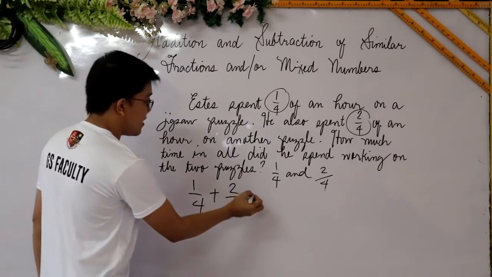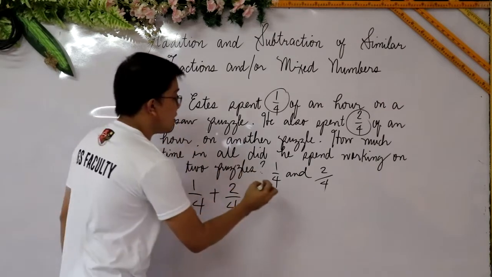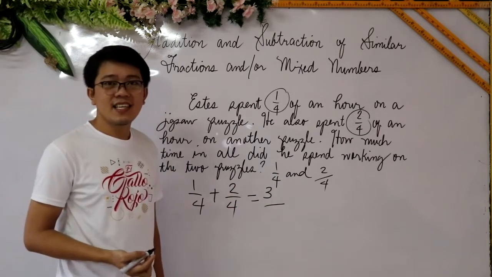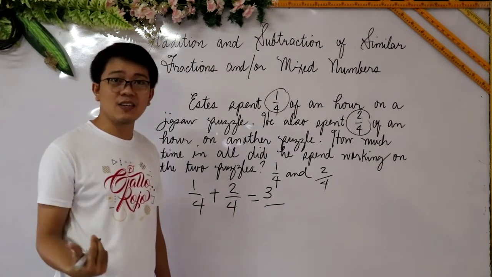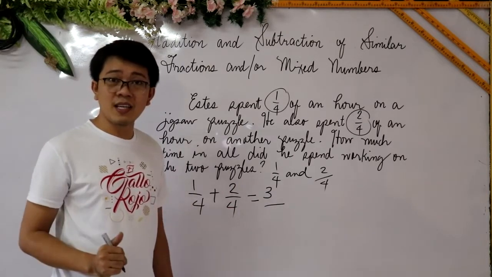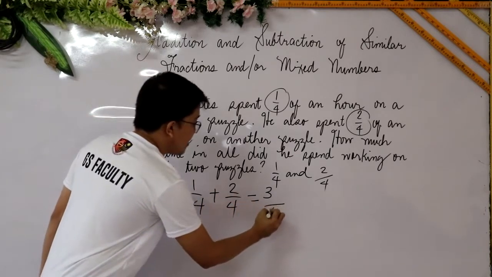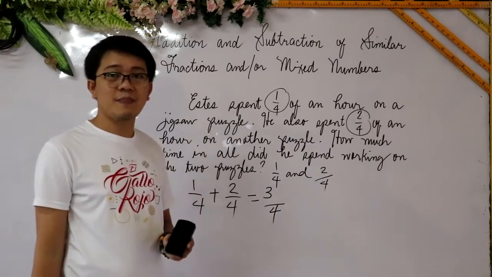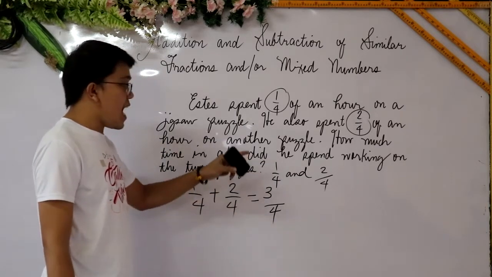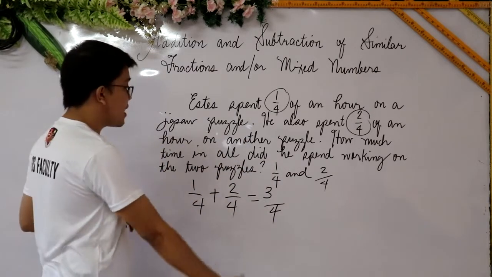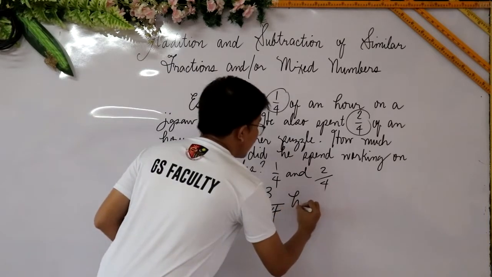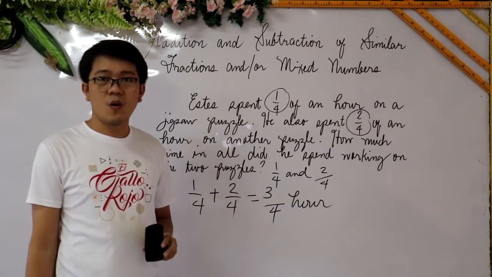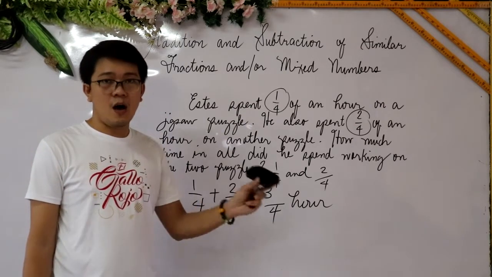Correct. 1 plus 2 is 3. How about the denominators? Yes, just like what I said earlier, we only copy the common denominator. Copy the 4, and it is already our final answer. Therefore, the answer of the problem is 3/4 what? 3/4 hour, or 3/4 of an hour.